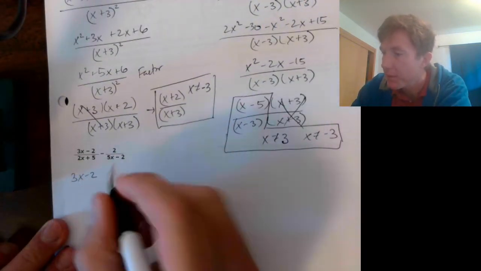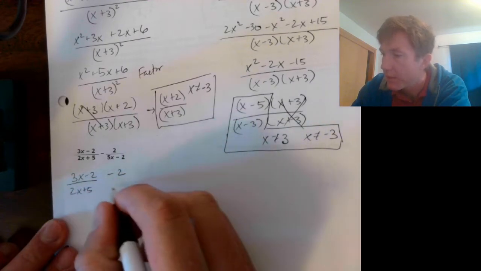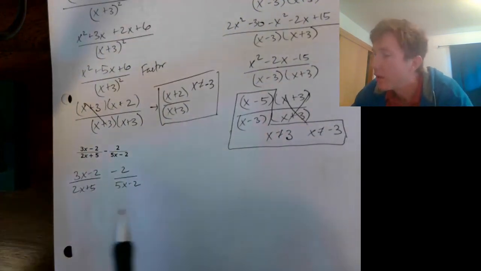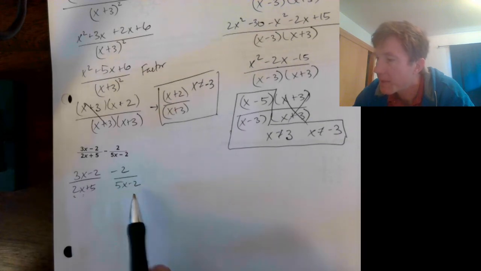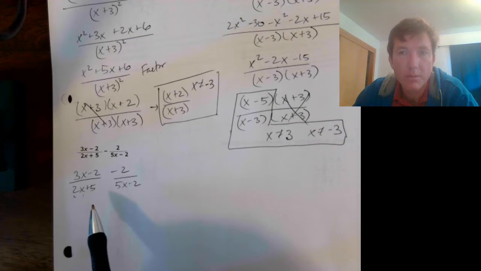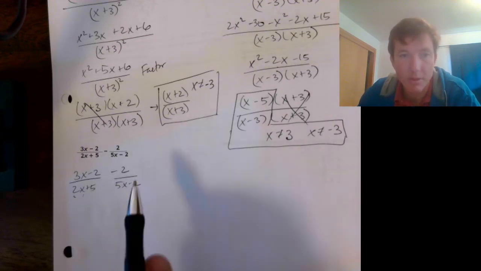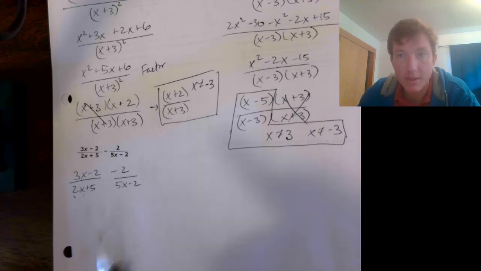3x minus 2 minus 2 over 2x plus 5 over 5x minus 2. Looks like these things are kind of opposites in a way. I don't really see a common factor here, so what I'm going to do is use what I call the butterfly technique. It's my name for it. It's like cross multiplying, but without the equal sign. It guarantees that you get a common factor in each.